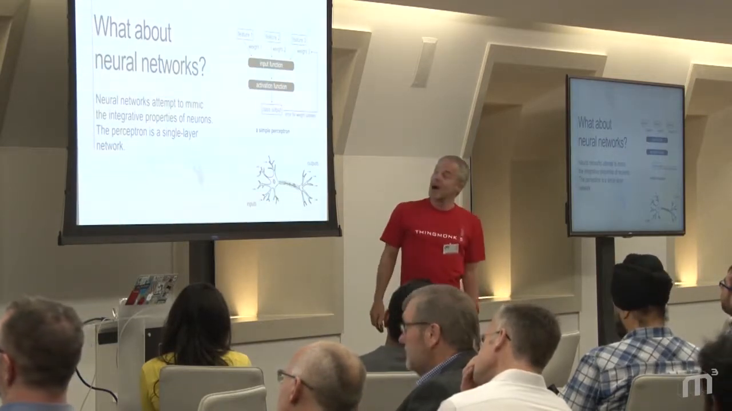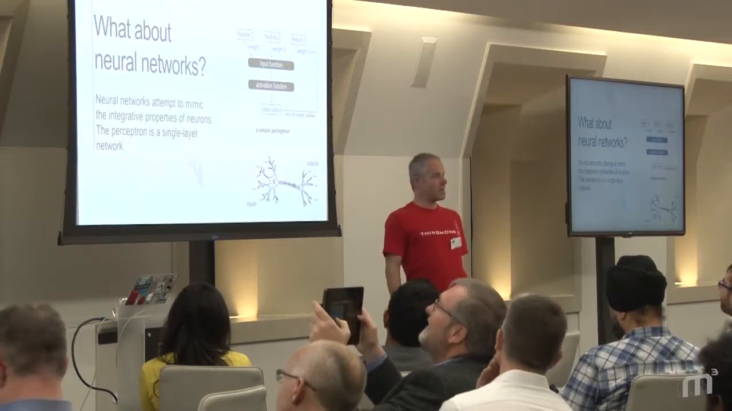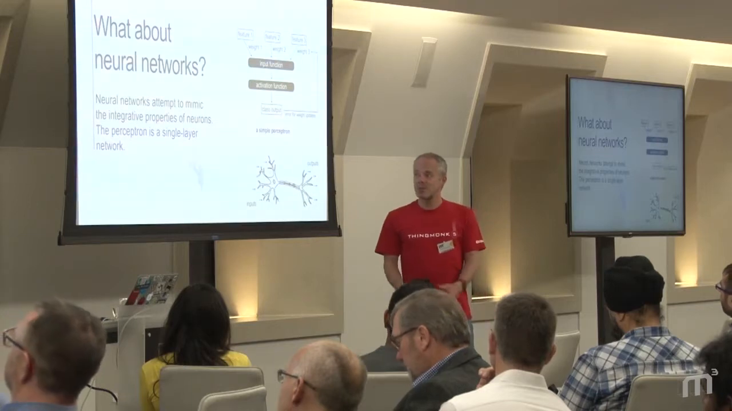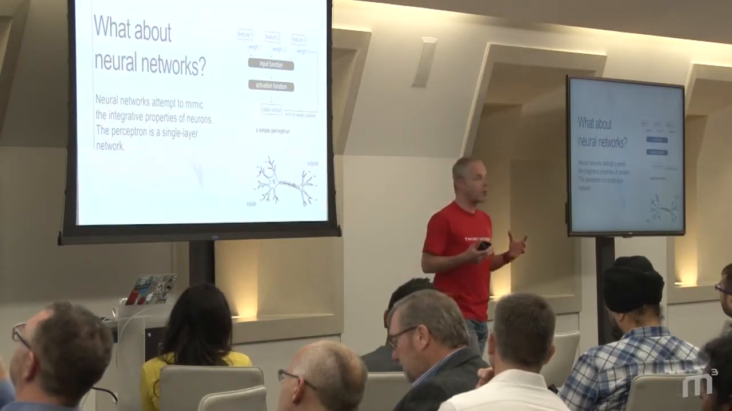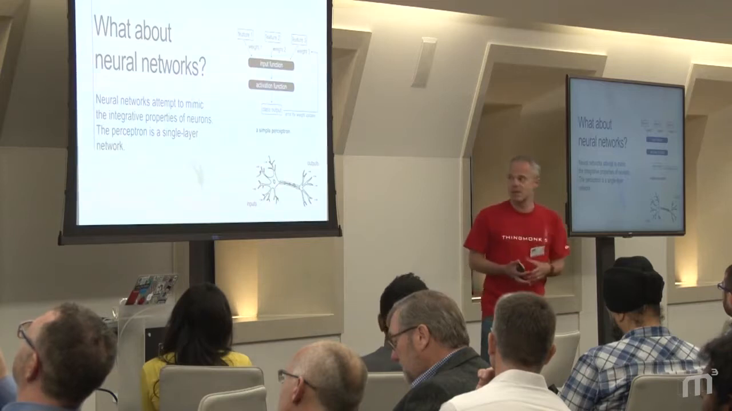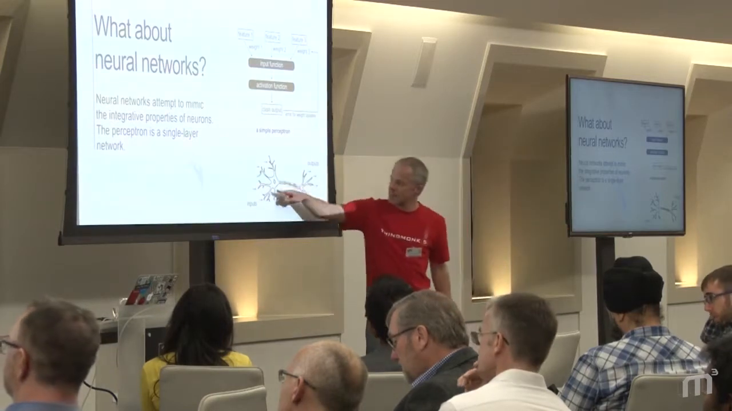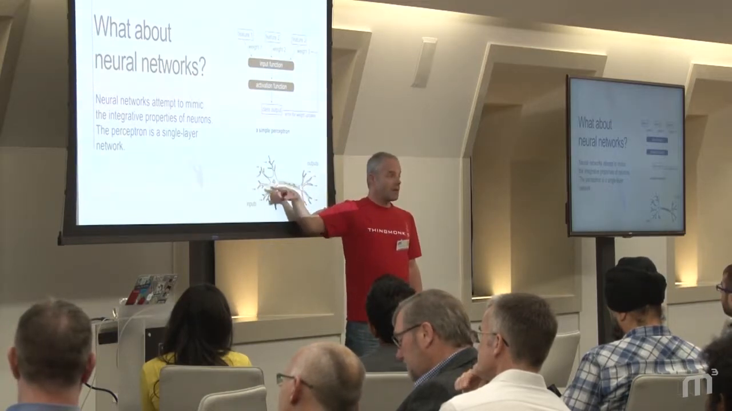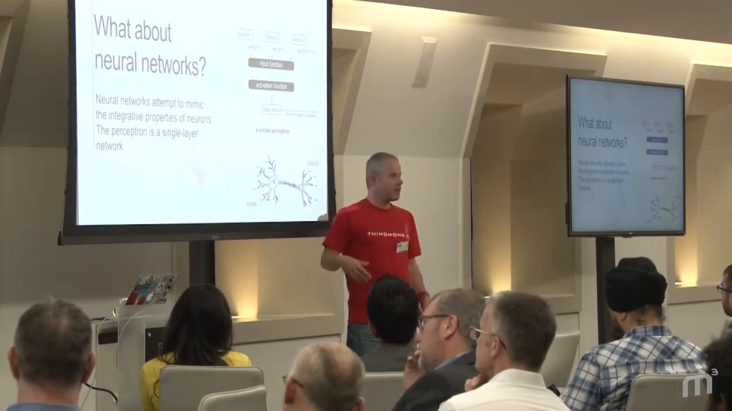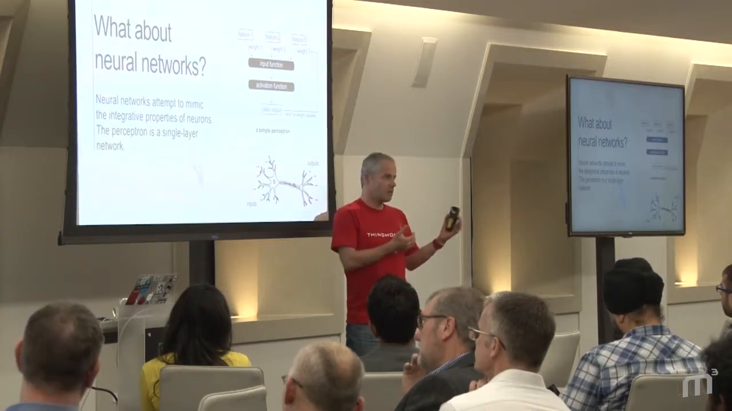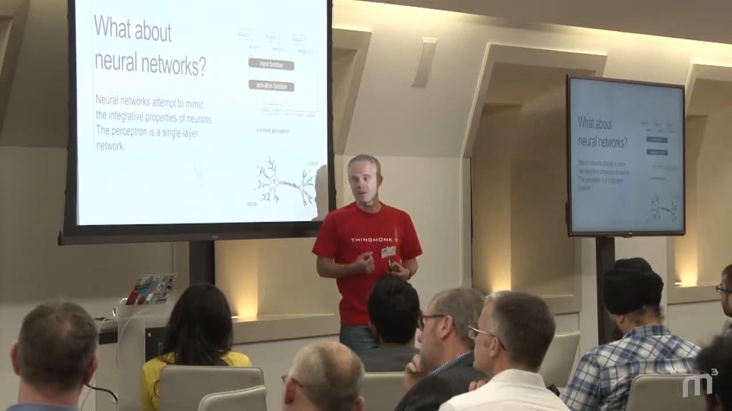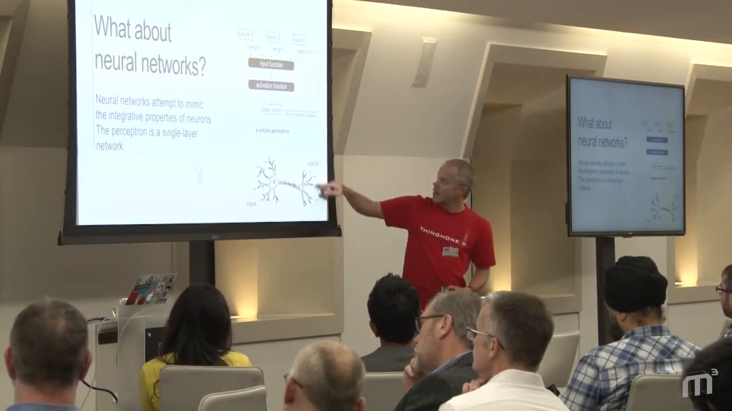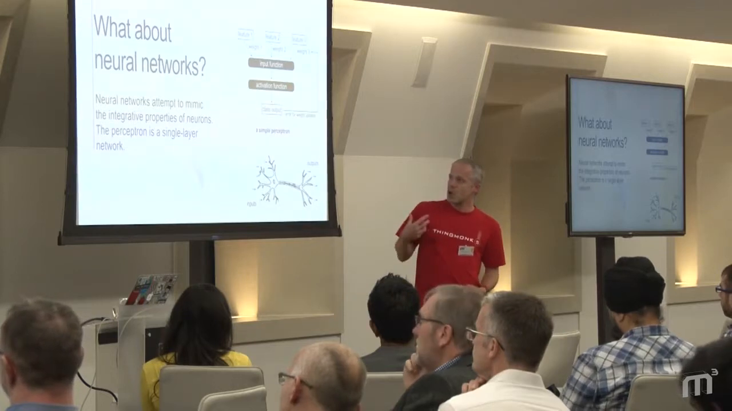I've avoided them. What about neural networks? Everyone's doing neural networks these days. So neural networks attempt to mimic the integrative properties of nerve cells. So here, nerve cell, cell body, receives a lot of inputs, makes some magic computation, and that magic is true, be it computational learning or actually happening inside the brain. Of course, we don't really know how that all works. And then we have outputs.